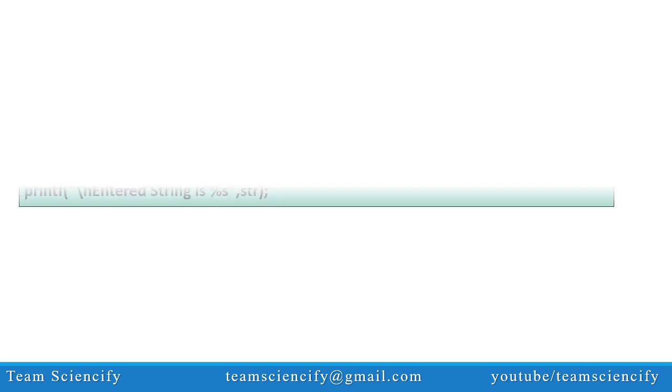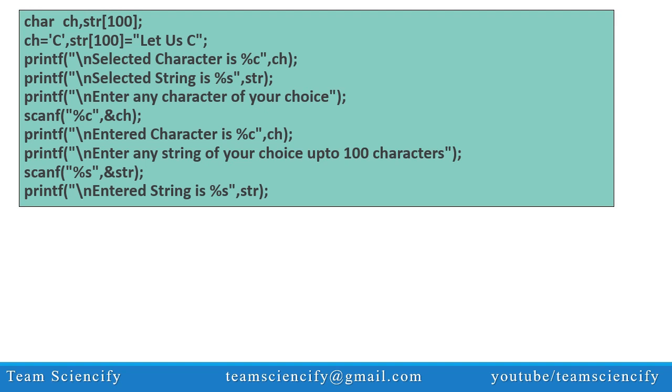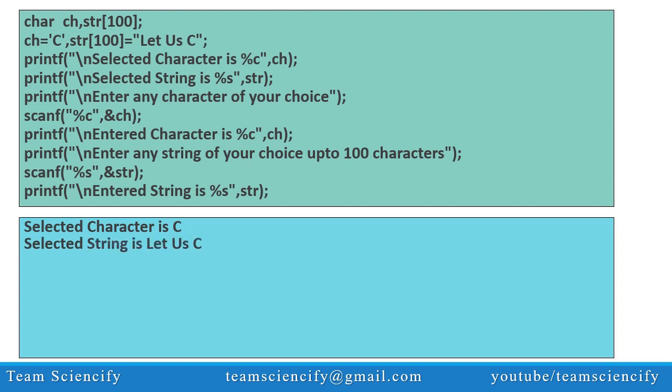Let's see one more example. In this, we will be handling characters and strings. Here we have defined one memory location with the name ch as well as an array with the name str having 100 memory locations. Initially, we have defined the character c by using single quotes in the memory location ch. Similarly, with the help of double quotes, we have defined a string, that is the letter c, in the array. Here, each character will occupy a single memory location out of the 100 given locations of the array.